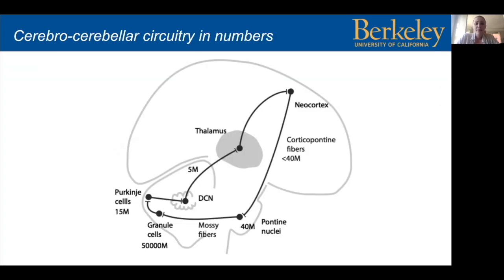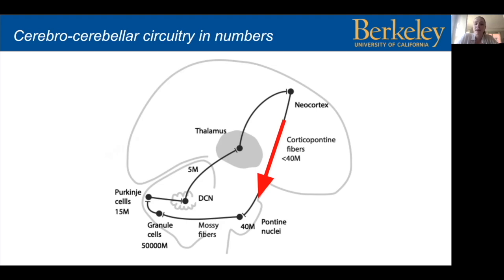So, like the basal ganglia, we can't talk about the cerebellum without recognizing that this structure operates within the context of a large corticothalamo-pontine circuit. In fact, in terms of a numbers game, the corticocerebellar system is one of the largest neuronal circuits in the human brain. 40 million axons leave the neocortex through the cerebral peduncles, the vast majority of which project to the pontine nuclei.